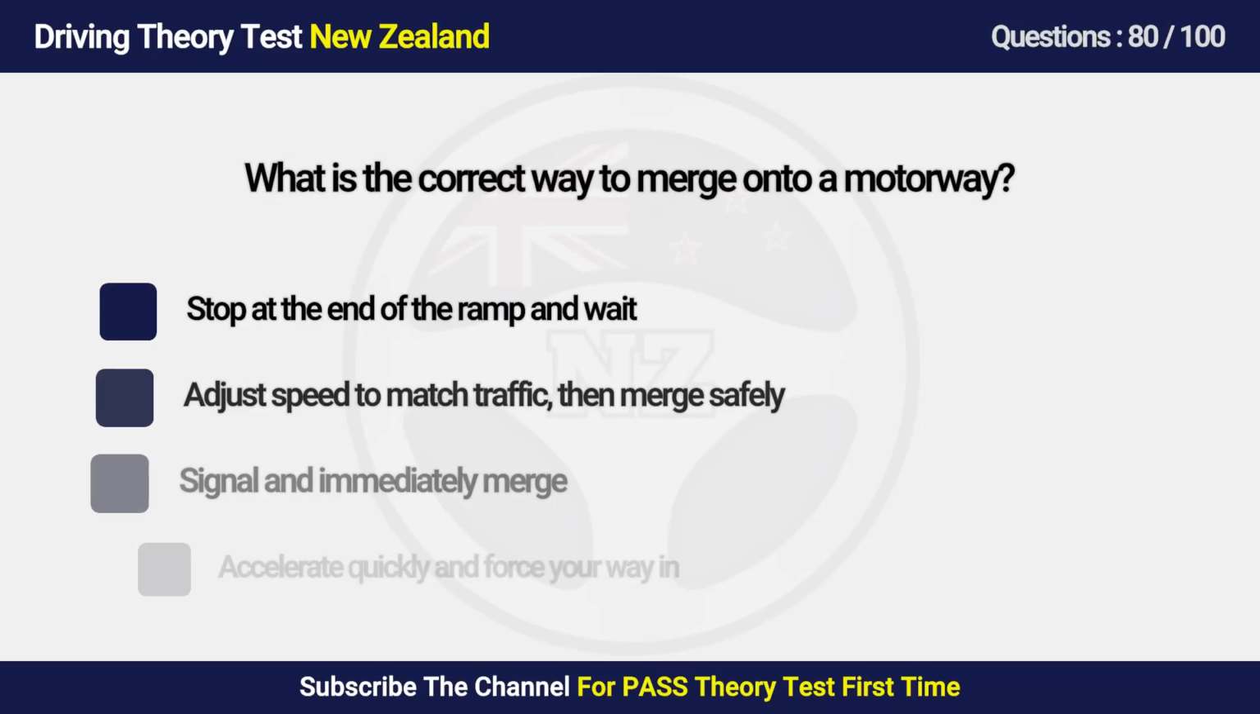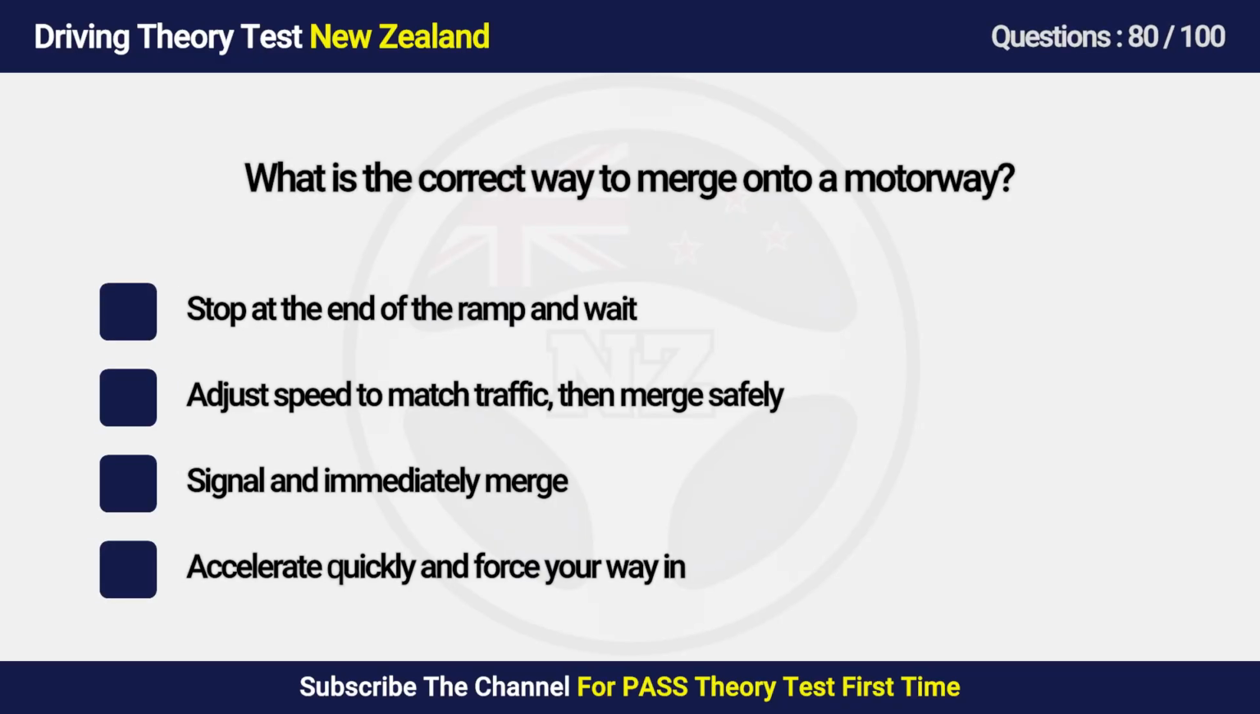Question 80. What is the correct way to merge onto a motorway? A. Stop at the end of the ramp and wait. B. Adjust speed to match traffic, then merge safely. C. Signal and immediately merge. D. Accelerate quickly and force your way in.